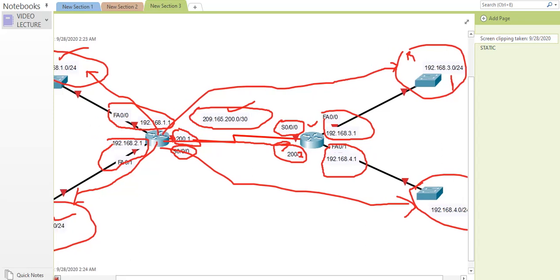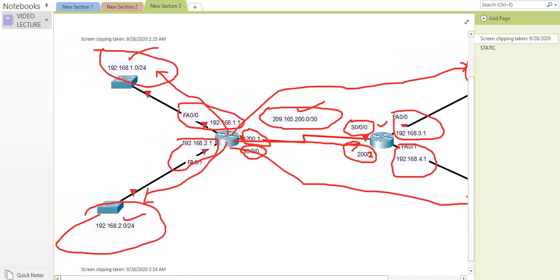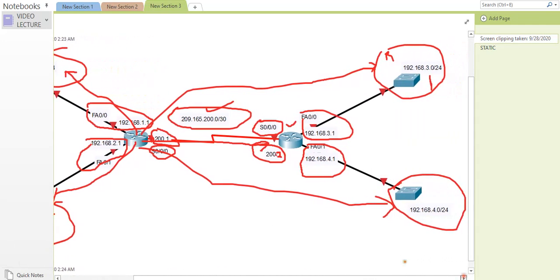For default static route, the difference between static route and default static route is that with static route, the administrator knows the networks that are in the remote site. So with static route, you know the addresses here. That's why you're configuring a static route, because these networks belong to you. They are not directly connected to this router, but you can know about them because they are part of your network.